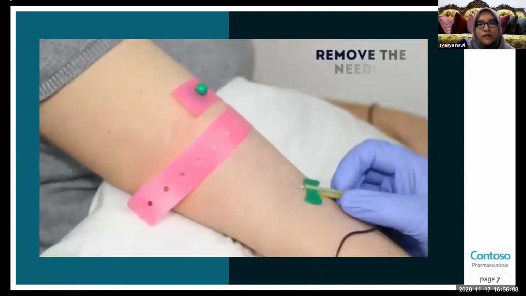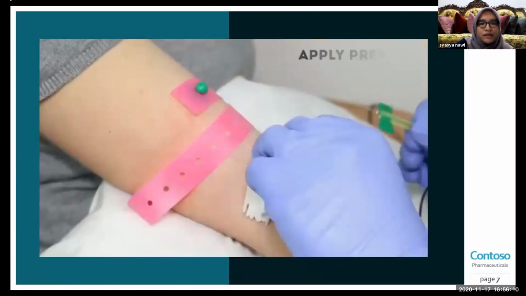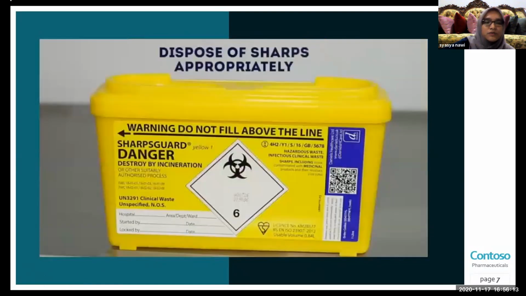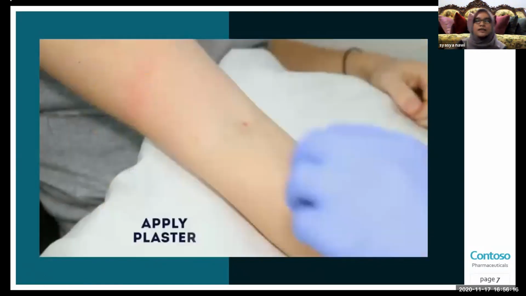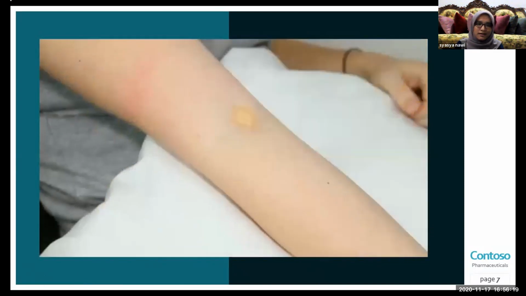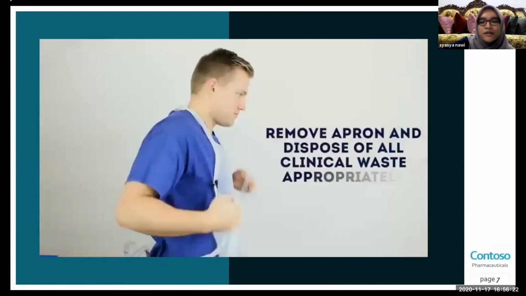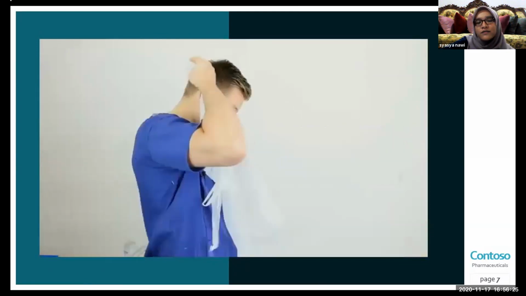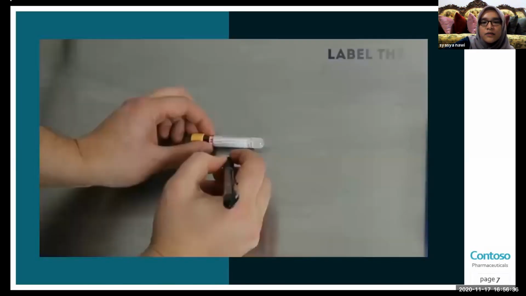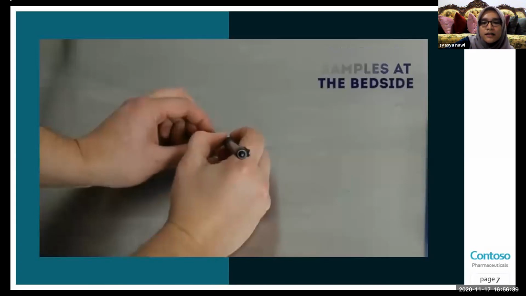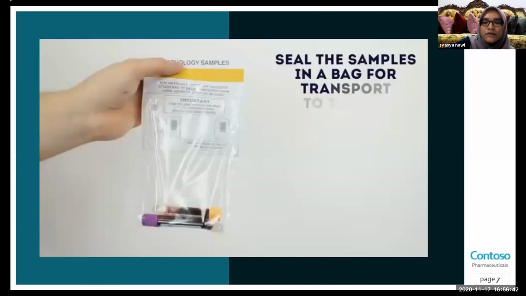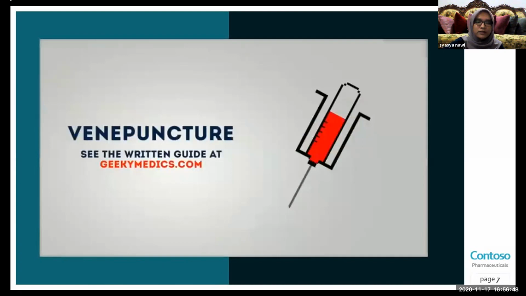After that, we need to remove the tourniquet first, then followed by removing the needle and dispose of it into the sharp bin. Lastly, apply the plaster. Okay. After removing the glove and the apron, don't forget to thank the patient first. And then wash your hands again and label the samples at the bedside and seal them in a bag to transport to the lab. Okay, so basically that's for venipuncture.